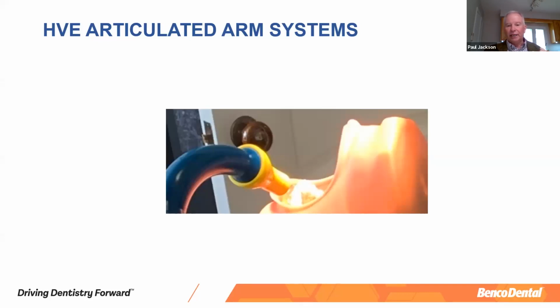When you have a procedure, the real question is, again, the CDC guidelines talk about anytime you have aerosols, to do four-handed dentistry. That's going to be very difficult, obviously, and expensive for hygiene. And so, really trying to look at either an extraoral or an HVE articulated arm for hygiene.